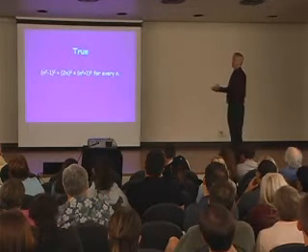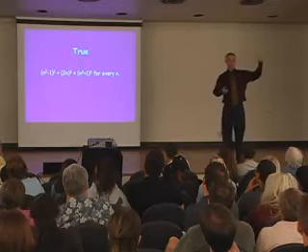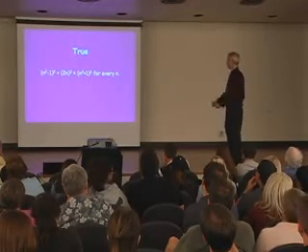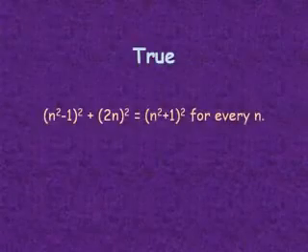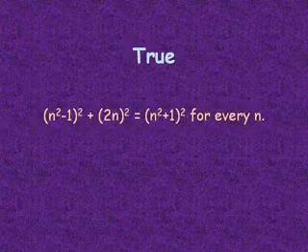True. Here's a different way to add up 2 squares that do make a square. It's a different sort of pattern. It's an example of, you might know the Pythagorean theorem.